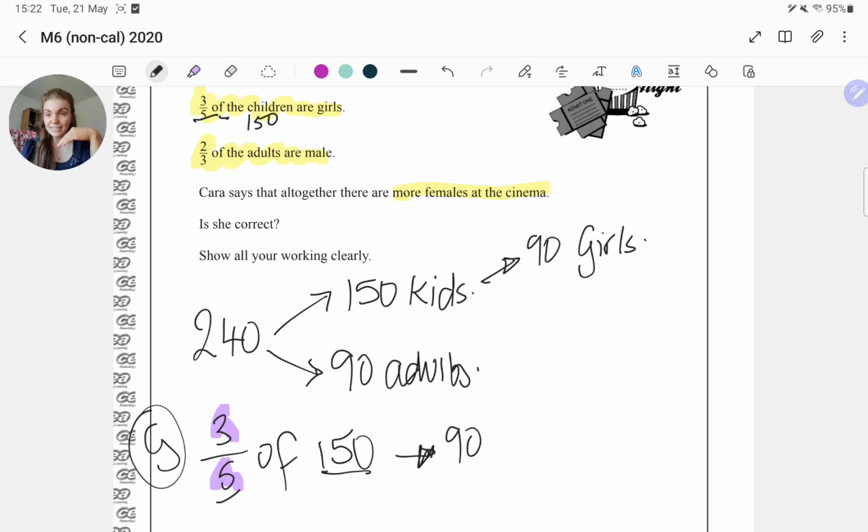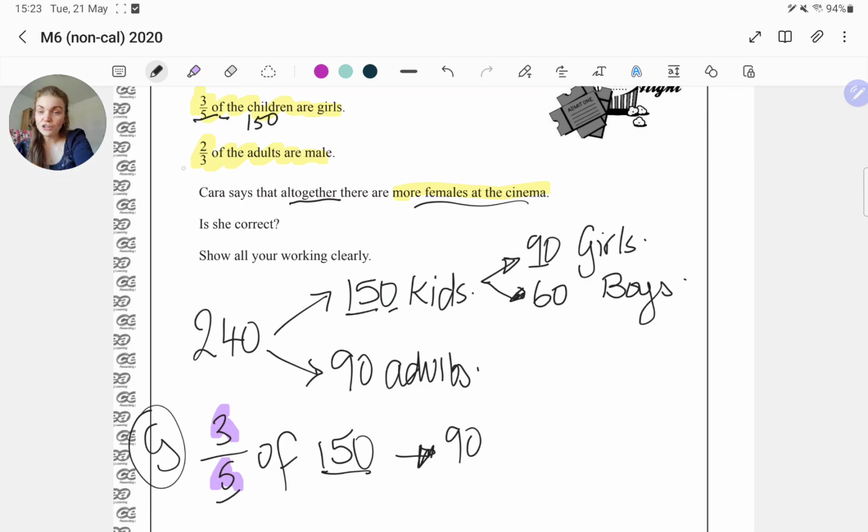And remember, let's go back to see what it is we wanted to find out. Cara says that altogether, so adults and kids, more females than males. Okay, so if there are 90 girls so far in that one, you could take it away and see how many boys there are. So if there's 90 girls, how many boys does that leave? 15 take away 9 is 6. So you can do 15 take away 9 is 6 and add your 0.